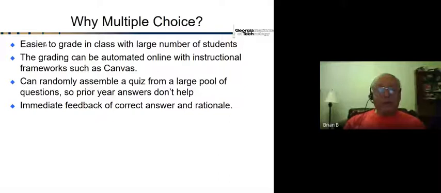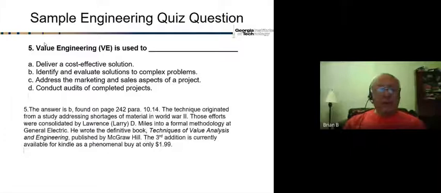Anyway, here's a sample quiz. Value engineering is used to, and the answer is B, and it's right out of the textbook. They have a textbook, and they can look up the answers. We did these questions not to fool them or to find out who's good, but we wanted them to read the book. So we came up with a set of questions where for every question, you can go to the index of the book and look it up and find the answer. And believe it or not, some students still get it wrong. All they had to do was open up the book and look, and they could have found the answer to every question. And we wanted them to read the book.